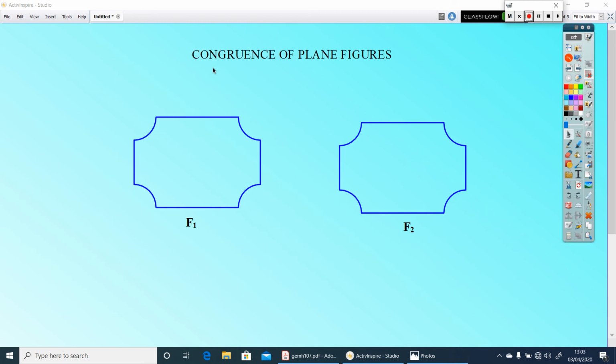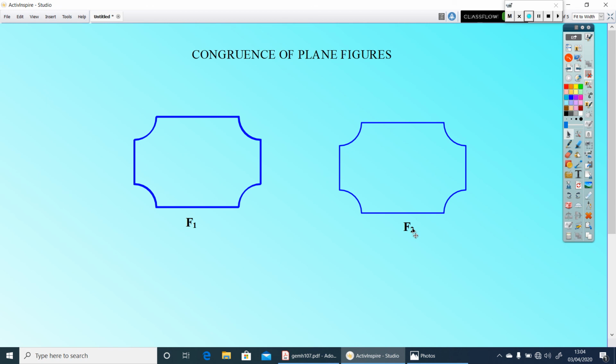Now let us check the congruence of plane figures. Here are two figures f1 and f2. Now we have to check whether these two figures are congruent. For that, you take a trace copy of one figure and you keep this figure over the other. Since it exactly covers, we can say f1 is congruent to f2.